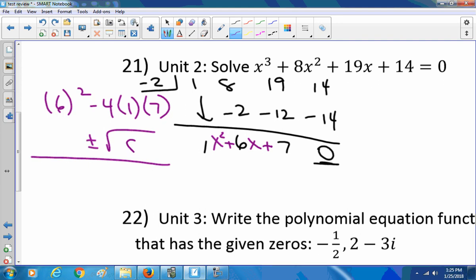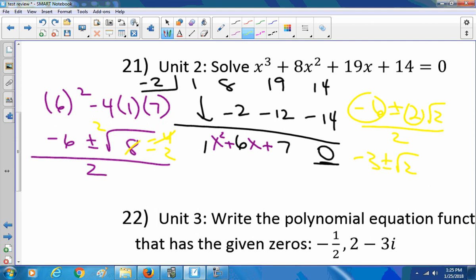You should get 8. 36 minus 28. Opposite of b. 2 times a. Square root of 8 breaks up into 4 and 2. 4 comes out as a 2. So I have -6 plus or minus 2 root 2 over 2, which reduces to -3 plus or minus root 2, because all 3 of the outside numbers are divisible by 2.